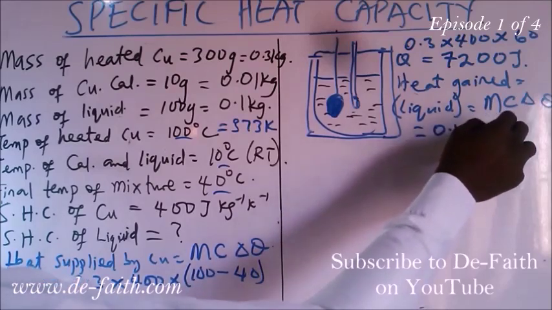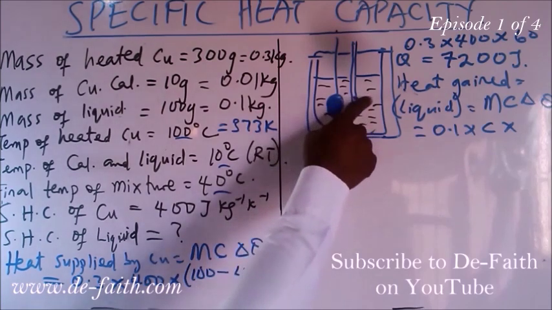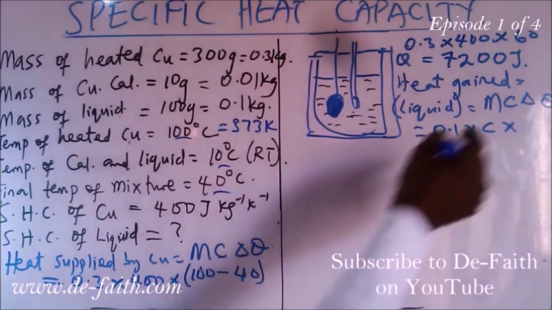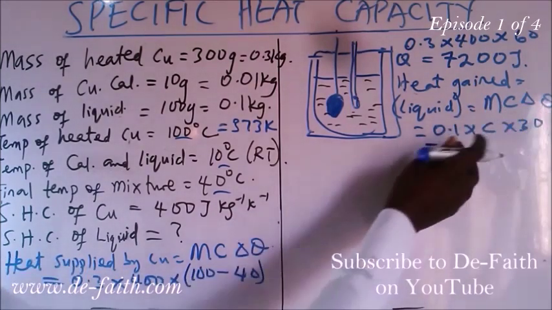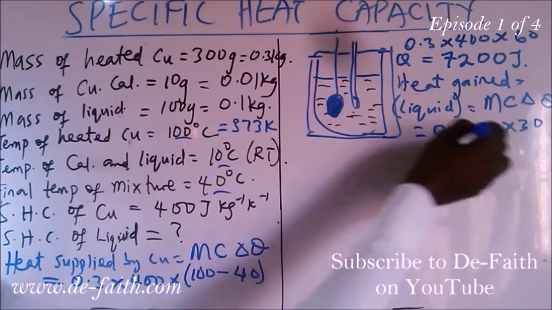So we represent it as C. And then the change in temperature. The initial temperature of the liquid was 10 and it increased to 40. So the change in temperature is 40 minus 10, which is 30. So when we multiply this, 30 times 0.1, it leaves us with 3 times C.